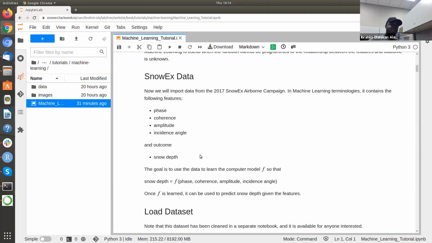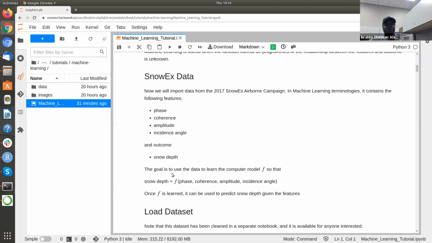It could be called the label. It could be called the target. So the outcome variable is what we want to predict, and the features are what we want to use in predicting the outcome variable.